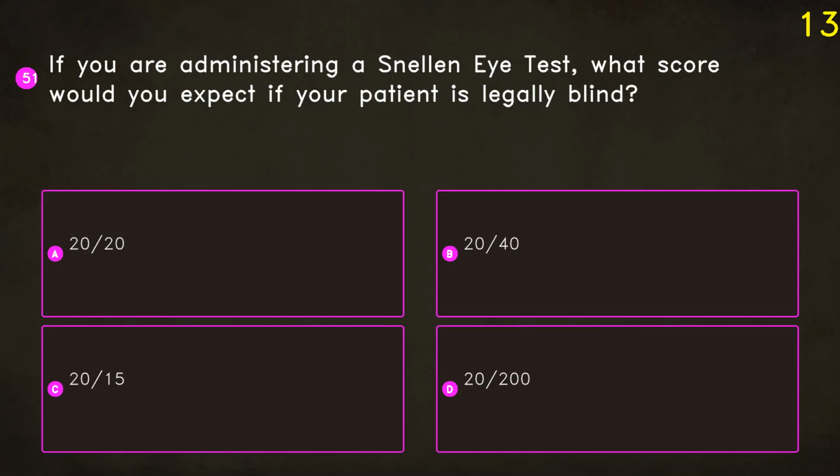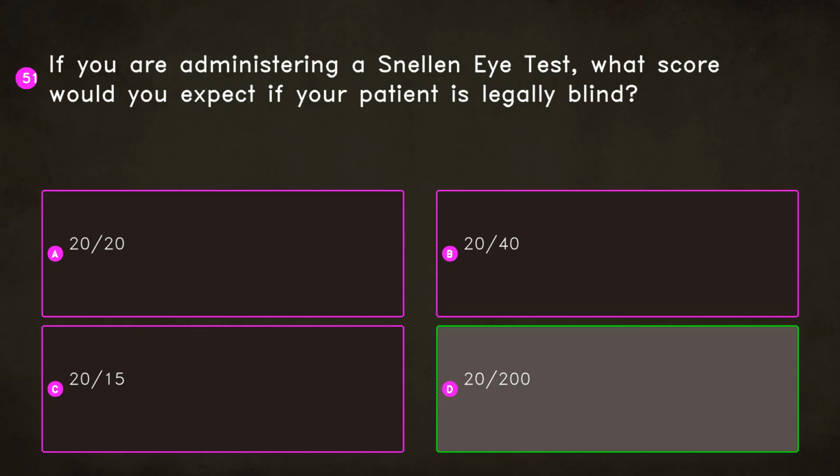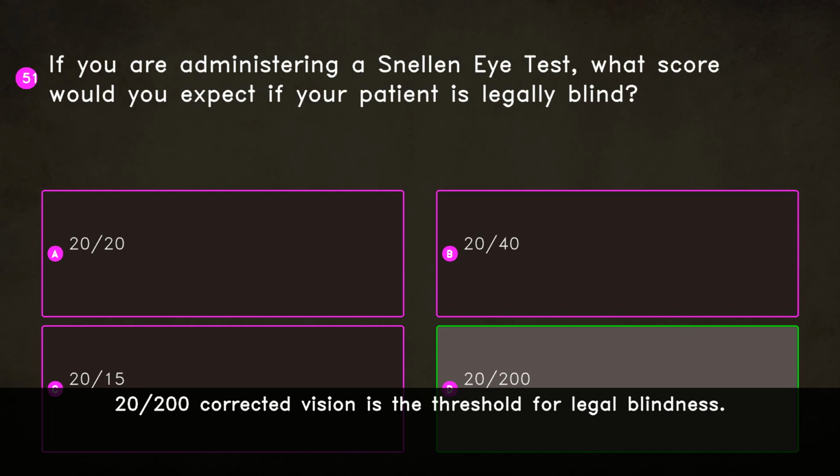Question 51. If you are administering a Snellen eye test, what score would you expect if your patient is legally blind? A. 20/20, B. 20/40, C. 20/15, D. 20/200. The correct answer is 20/200. 20/200 corrected vision is the threshold for legal blindness.